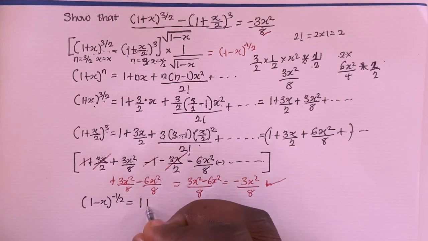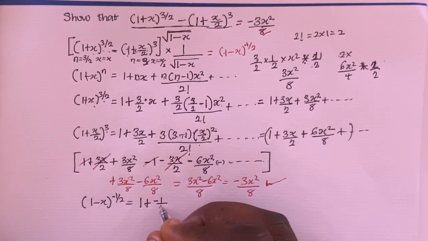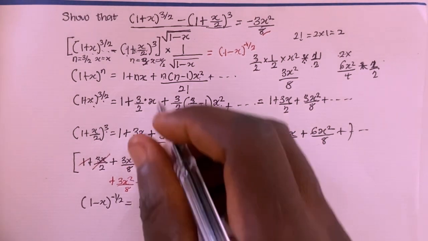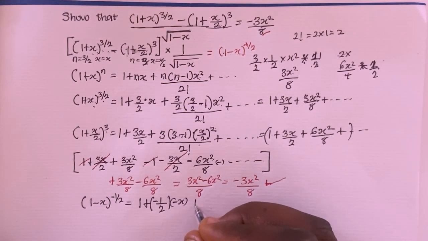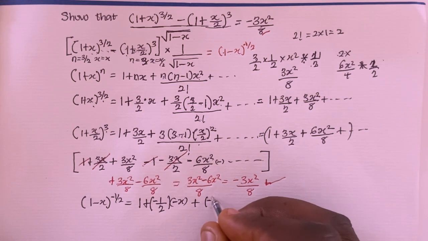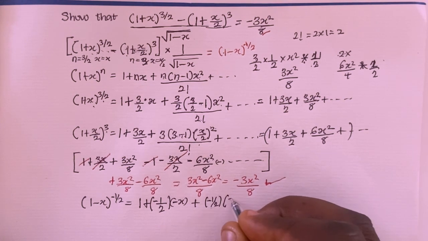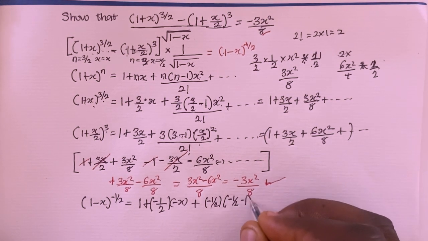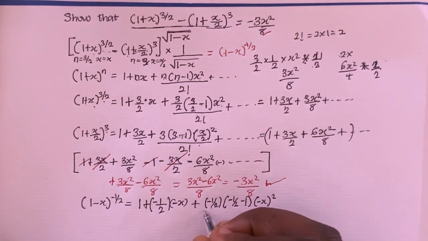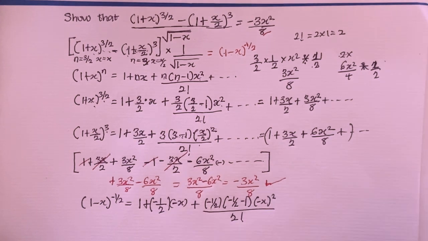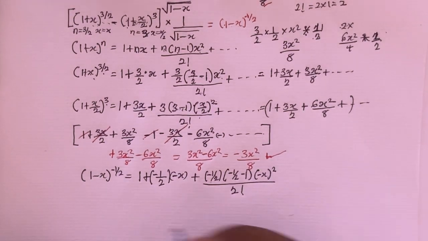I'm going to have 1 plus n, which is minus 1 over 2, right? And also, what's our x? Our x is minus x, right? Then plus n again, I'm going to have minus 1 over 2, right, in the bracket, minus 1 over 2, then minus 1, right? Then I'm going to have x squared, which is what? Minus x all squared, then all divided by what? 2 factorial.